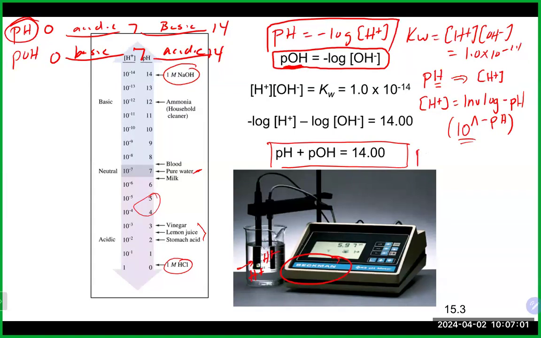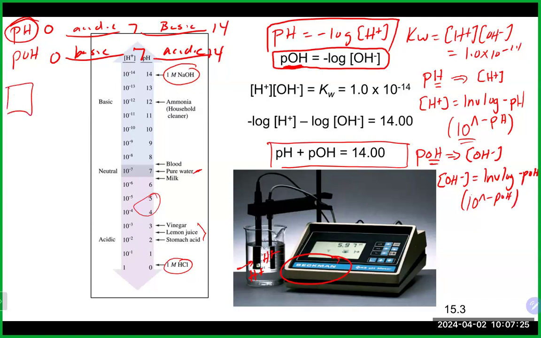Same thing if you have the pOH, you can directly get from the pOH the OH minus concentration. Pretty much the same calculation. OH minus concentration will equal the inverse log of the negative pOH. On most people's calculators, this is going to be in the upper left corner, a second button or a shift button. And usually that is where you find the log button, where you find the 10 to the x.